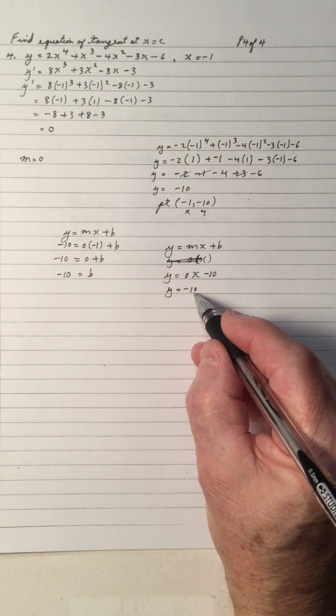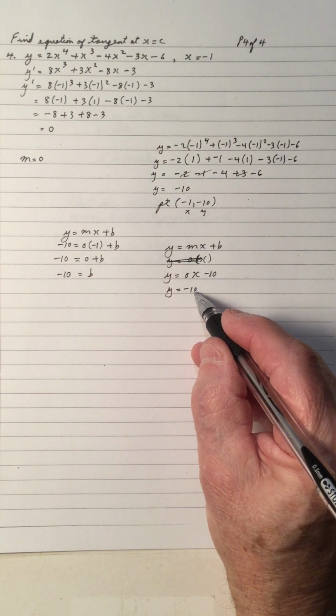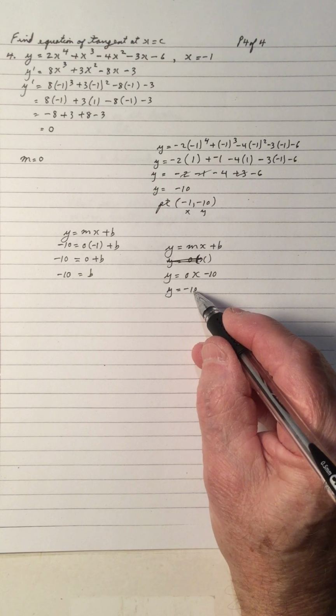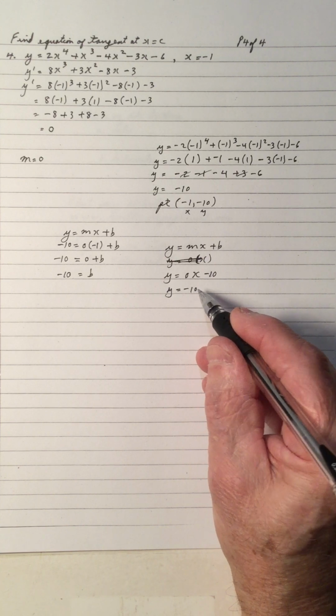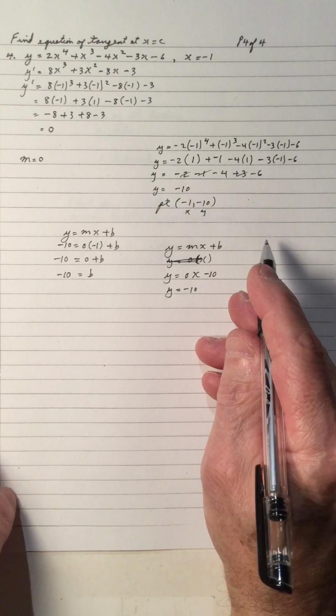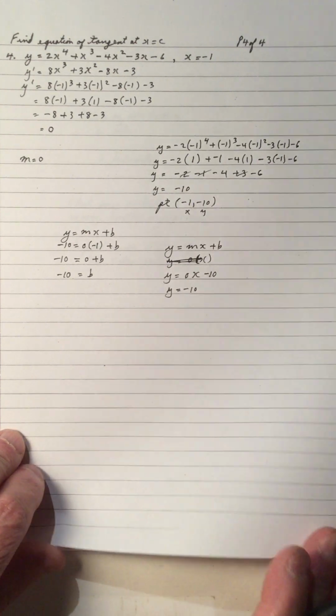And since the slope is 0, it's a horizontal line, we'll do more work on that coming up. That's a tangent. That's a peak point, but we'll find out more on that as we go.